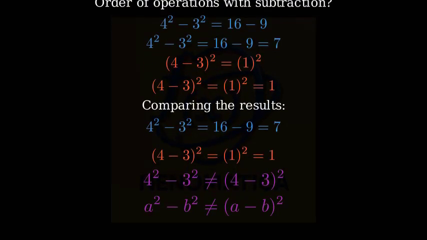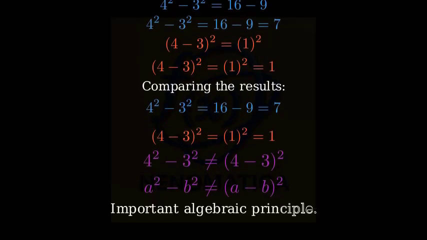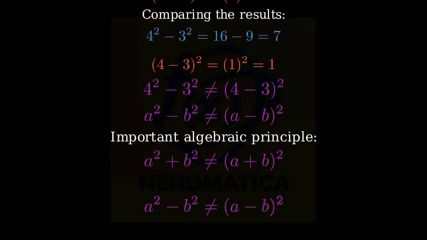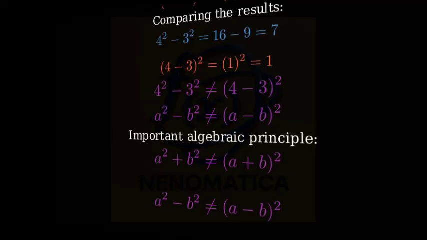In general, for any values a and b, a squared minus b squared is not equal to (a minus b) squared. These comparisons highlight an important algebraic principle. Operations with exponents do not distribute over addition or subtraction in the way students sometimes mistakenly assume. Remember, the sum of squares is not equal to the square of the sum, and the difference of squares is not equal to the square of the difference.